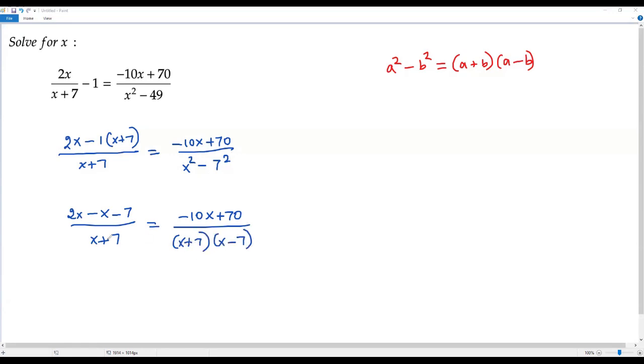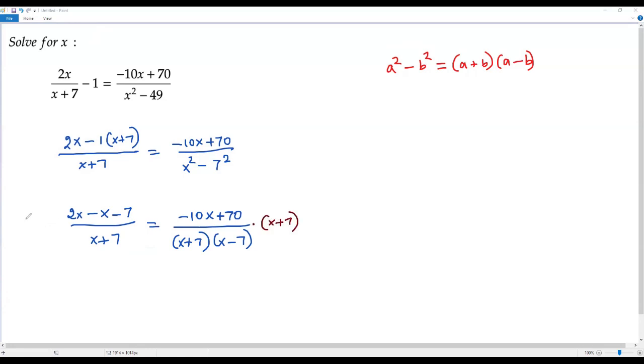Now my aim is to get rid of the denominators on both sides of this equation. Once I get rid of the denominators, the fractions will be gone and I can solve for x easily. Looking at the denominators on the left and right side, I see that x + 7 is a common factor. If I multiply both sides of this equation by x + 7, I'll be able to get rid of this denominator completely on the left side, and on the right side I'll get rid of the factor x + 7. Now I'm going to multiply both sides of this equation by x + 7.